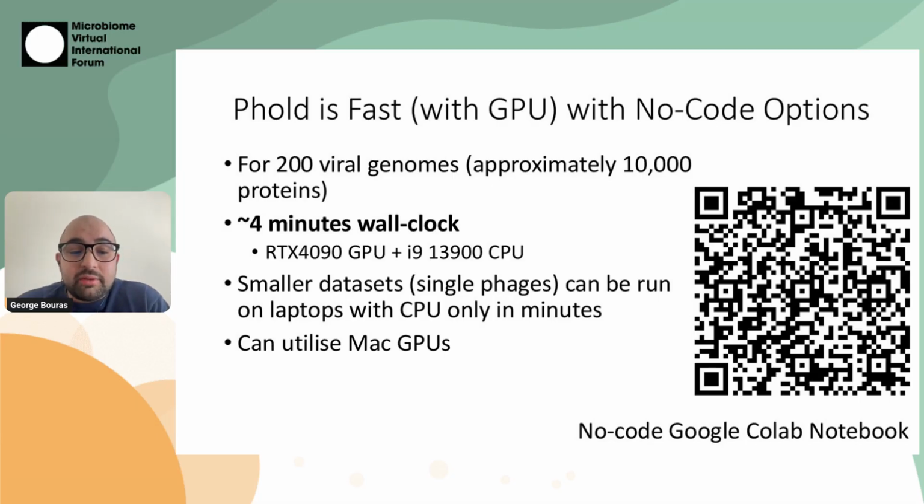How quickly can you run Phold? If you have a GPU, it's super fast, runs in minutes or seconds. If you don't have a GPU and you only have a laptop, you can run a phage or two in only a minute or two. And if you have a Mac, it can be a lot faster with the GPU on the Mac. If you're allergic to coding completely, you can also run it without coding using a Google Colab Notebook that you can see with the QR code here.